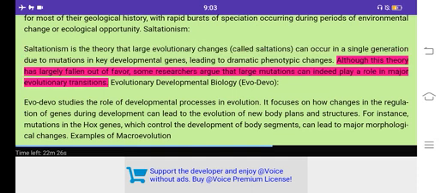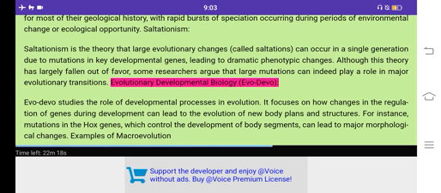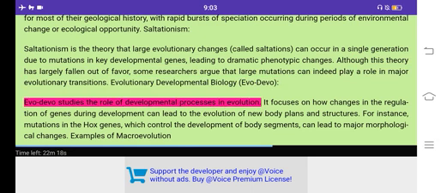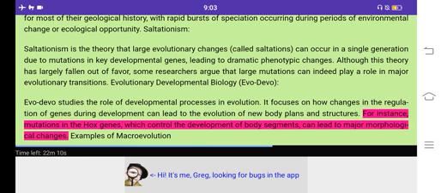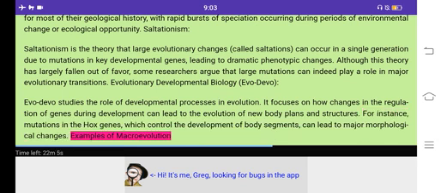Although this theory has largely fallen out of favor, some researchers argue that large mutations can indeed play a role in major evolutionary transitions. Evolutionary developmental biology, Evo-Devo. Evo-Devo studies the role of developmental processes in evolution. It focuses on how changes in the regulation of genes during development can lead to the evolution of new body plans and structures. For instance, mutations in the Hox genes, which control the development of body segments, can lead to major morphological changes.